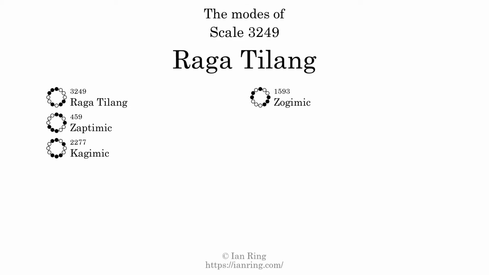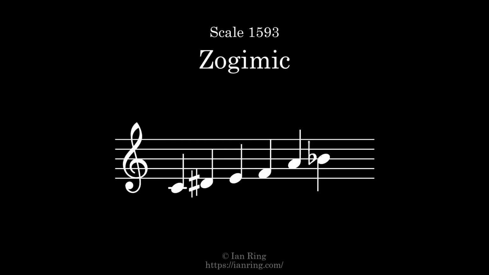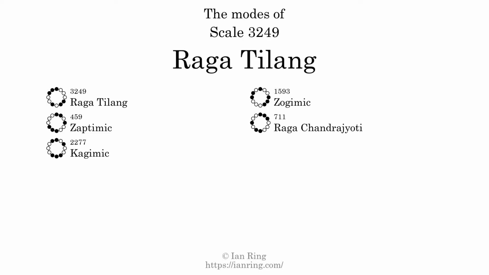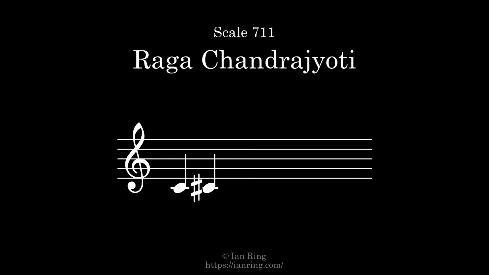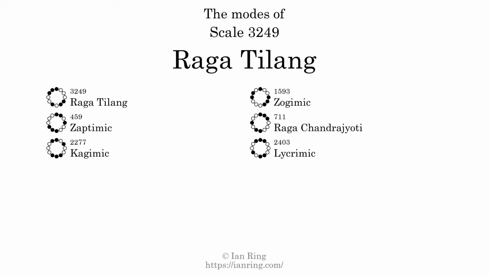The fourth mode is scale 1593, also known as hexatonic. It sounds like this. The fifth mode is scale 711, also known as Raga Tilang. It sounds like this. The sixth and last mode is scale 2403. Also known as lacrimic. It sounds like this.